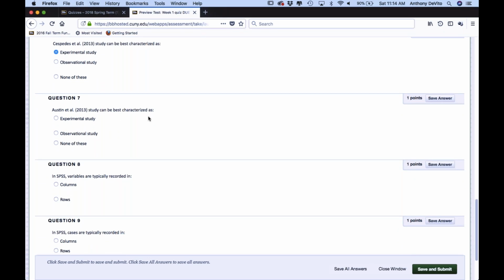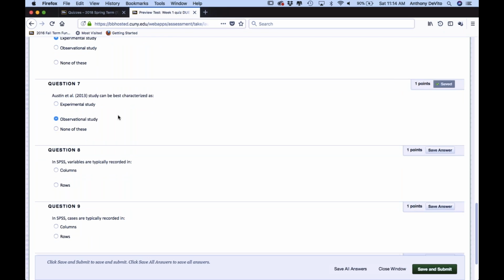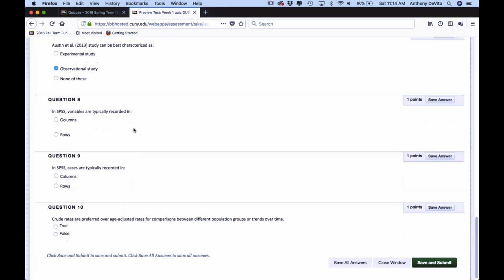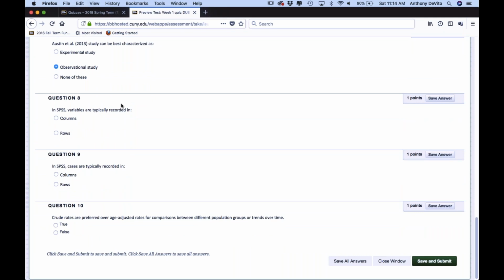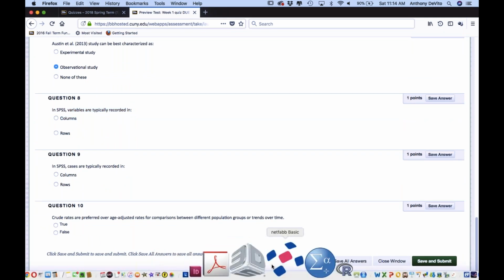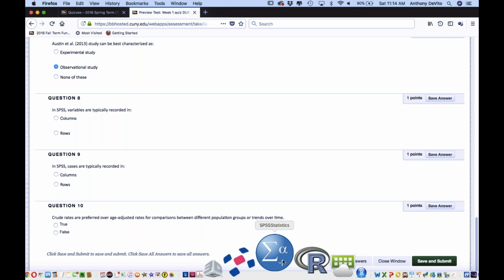Austin study can best be characterized, and I think this one was an observational study. Okay, we didn't actually have two groups that we compared or anything like that. In SPSS, variables are typically recorded. Well, let's take a look at SPSS. Let's open it up so we can answer these questions.